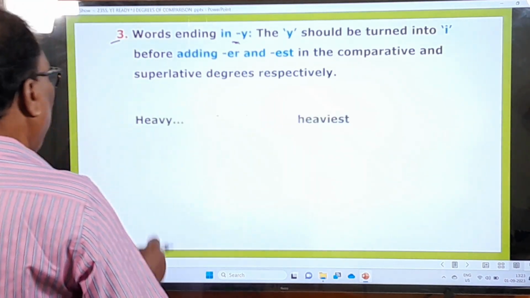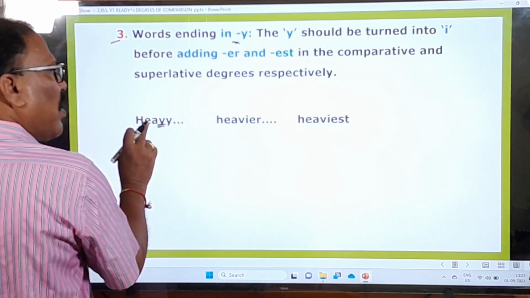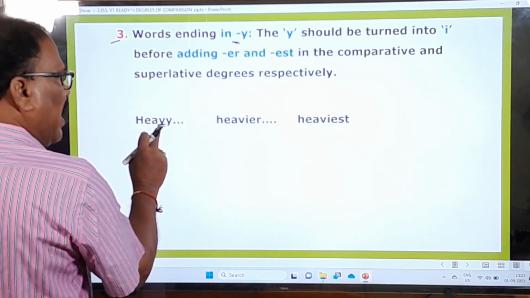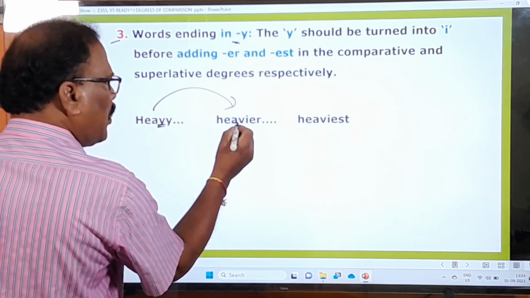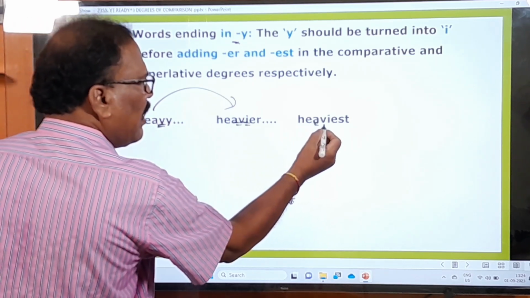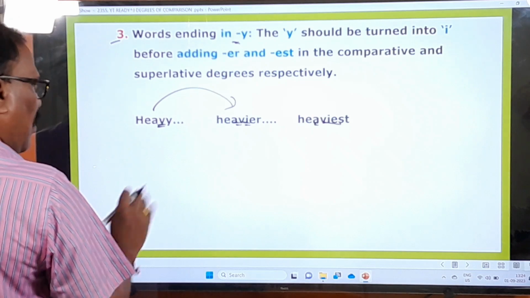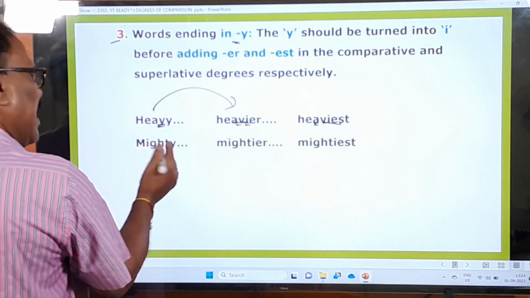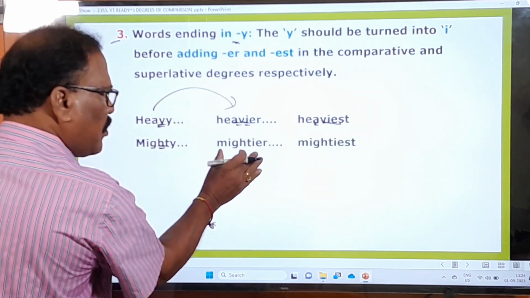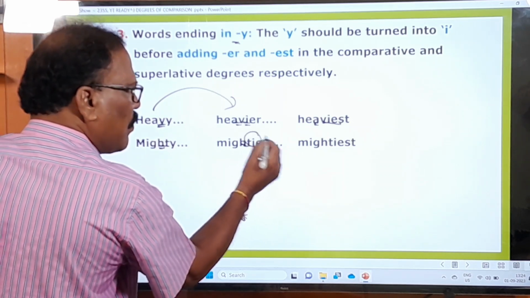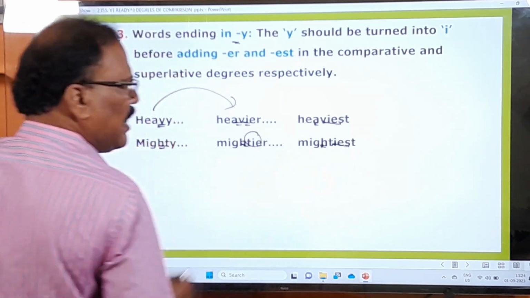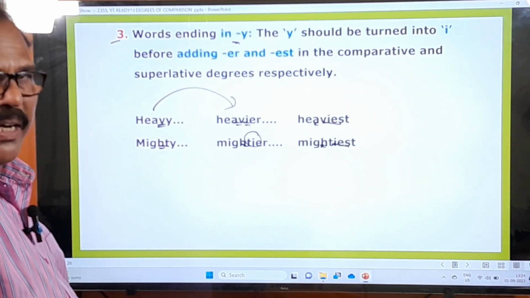How? Let me say, heavy. This word is a small adjective ending in y, and when you change it into the comparative, you must turn this y into i, then er, and i and est. Easily you can understand. Mighty ends in y, and when you change it to the comparative, change y into i, then er as usual, and here also i, then est as usual to make the superlative.